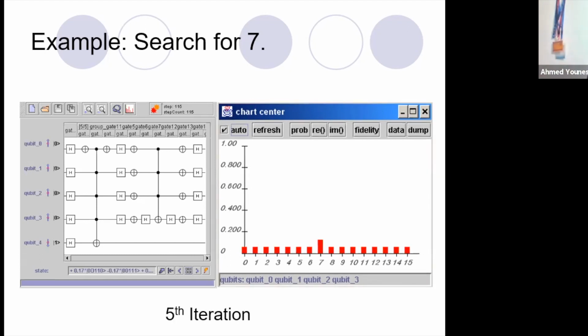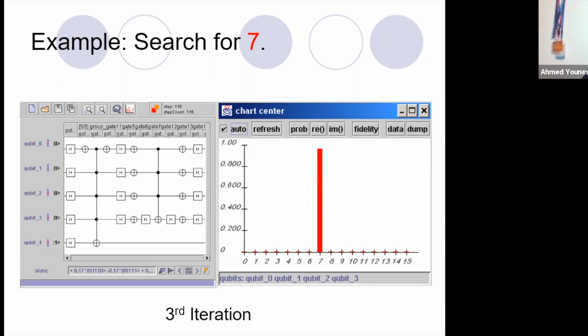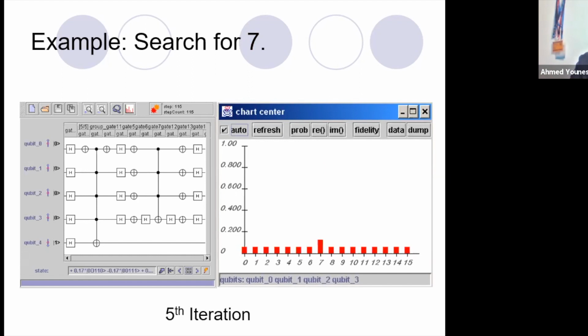Actually, why? Because mathematically it has been proven that the probability goes in a sine wave, so it is increasing and decreasing. So we have to be very careful to open the door and measure the result when the probability is at its top. So don't do more effort to get higher probability of the solution.